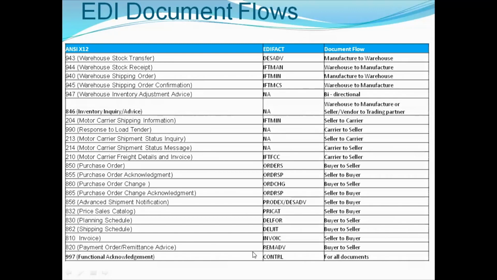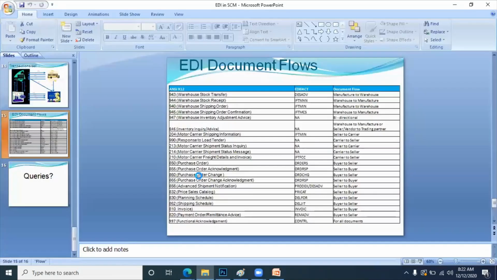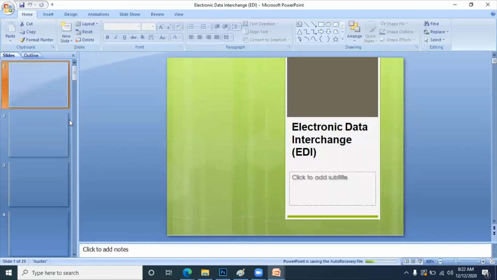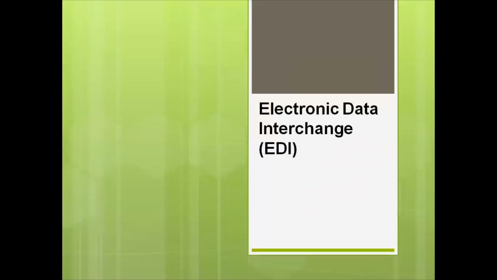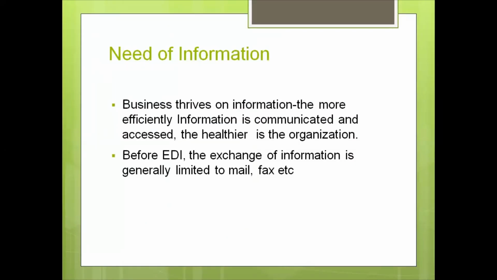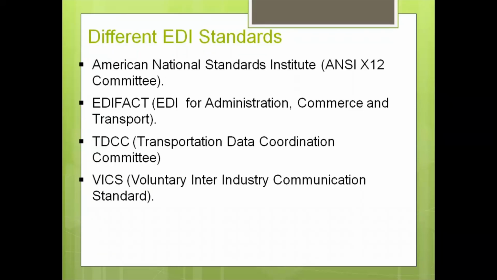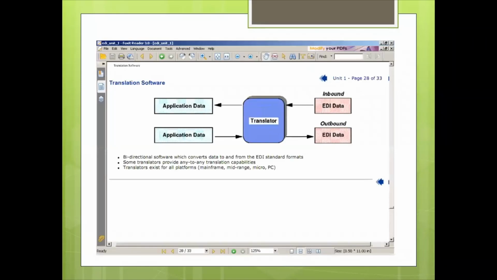Okay. So this is the difference between EDIFACT and ANSI X12. So let me go through the basics. For beginners: what is B2B, what are trading partners, what is EDI, the advantages, what are the different standards, actual EDI facts, what is translation, how to convert the documents, why we call it inbound, what is outbound, so everything.